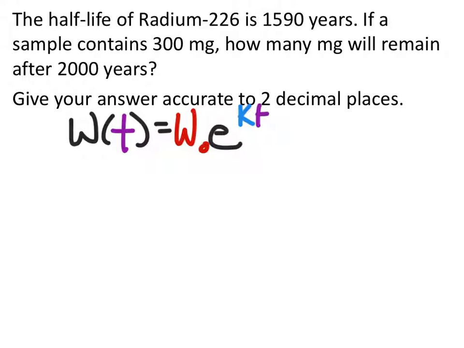So here we have the half-life of radium-226 is 1,590 years. If a sample contains 300 milligrams, how many milligrams will remain after 2,000 years? One thing we'll want to identify in this is that 2,000 years is more than the half-life. So in 1,590 years, this 300 milligrams will be cut in half, at least, because, again, we're looking at more years than the 1,590.